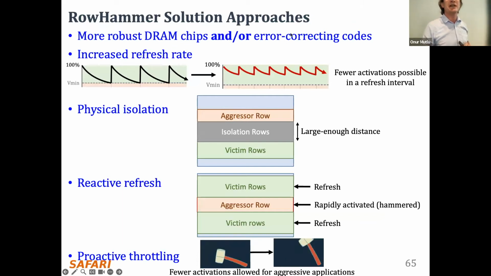Error correcting codes are a bad idea because error correcting codes are good for random errors whose causes you don't know. Here you know the cause exactly, so you can actually build a circuitry to fix the problem and save your expensive error correcting codes for things that you don't know. Error correcting codes are also difficult to do because you actually get a lot of errors within a code word. Increasing the refresh rate is a bad solution today, but we're going to talk about that. Physical isolation is interesting, but a lot of the solutions actually are not secure.